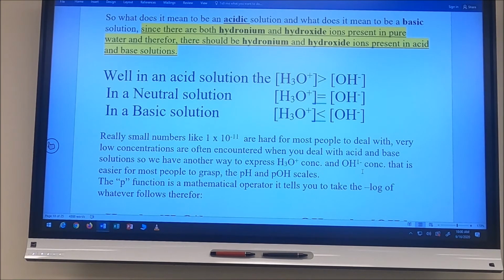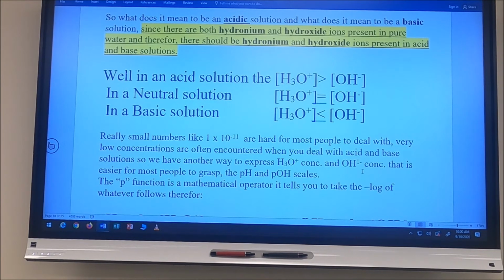Now, when we're dealing with hydronium ion concentration and hydroxide ion concentrations in solutions, we're dealing with really small numbers: 1 times 10 to the minus 7, 1 times 10 to the minus 10, 3 times 10 to the minus 12. If you mention numbers like that in the general population, their eyes are going to roll back in their head. If I said to my mother that the concentration is 1 times 10 to the minus 13, she would look at me like I'd grown horns.